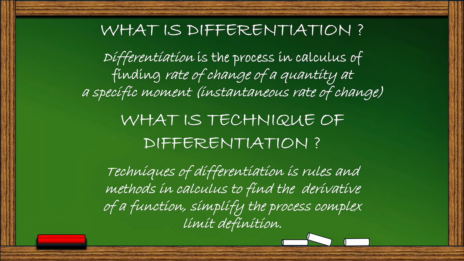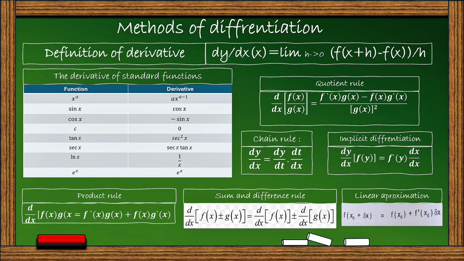The second is, what are techniques of differentiation? These are rules and methods in calculus to find the derivative of a function, simplifying the process compared to the limit definition. They are used when a function is too complicated to differentiate directly. The main techniques of differentiation are the definition of derivative, the derivatives of standard functions, product rule, quotient rule, chain rule, implicit differentiation, sum and difference rule, and lastly linear approximation.